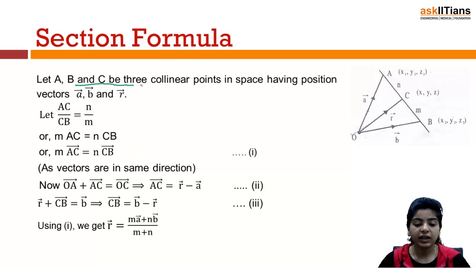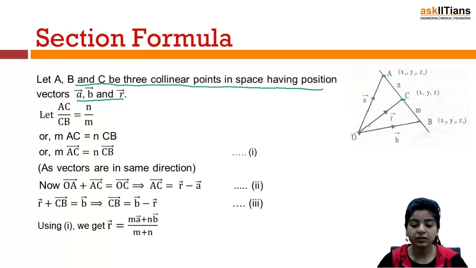Let A, B and C be three collinear points in space having position vectors A, B, R. These are three collinear points in space having position vectors. This is A, this is B and this is R. Let AC by CB be N by M. This is N by M, AC by CB, it's given.